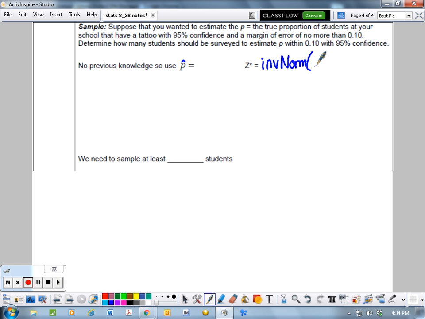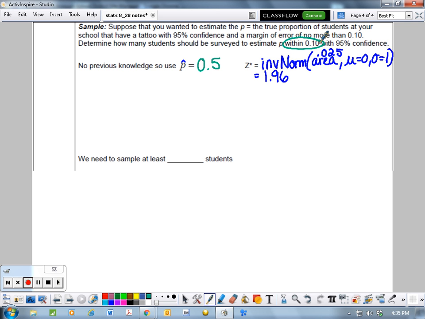We're going to have an area of half of 5%. We're going to have a mean of 0, a standard deviation of 1, which is going to give us a z star of 1.96. We're going to round for convenience's sake. And then we have no previous knowledge, so we're going to use our safety net of 0.5 for our proportion. And we want our margin of error to be within 0.1.